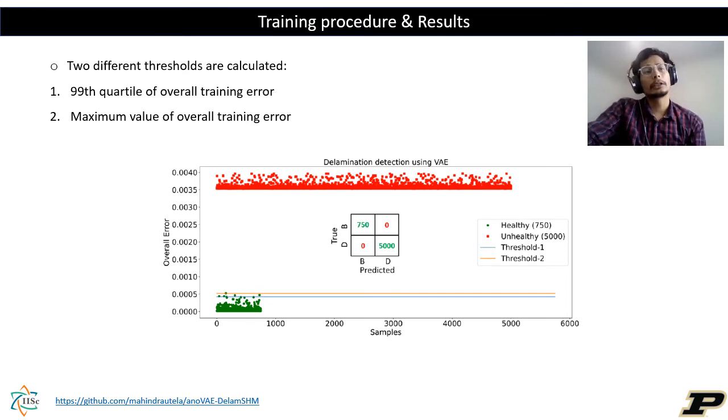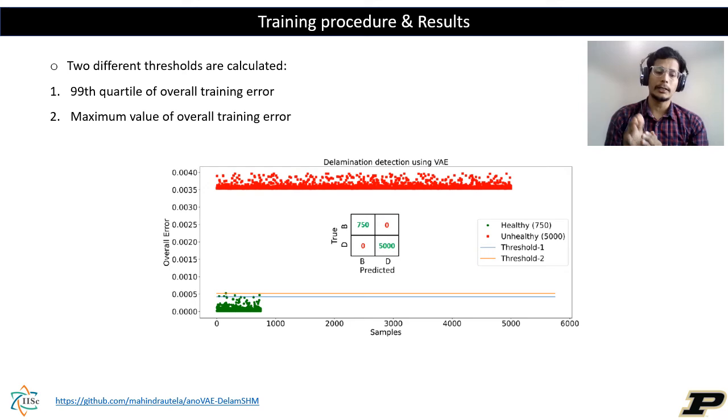So let's talk about the results. As you can see in this figure, on the y-axis I am showing the overall error when I push the new test set. It means the network is already trained on baseline samples. We are pushing the test set, and on the x-axis are the samples. When I push new unhealthy images, they are accurately classified as unhealthy, and when I push new baseline signals, they are accurately classified as baseline signals in the confusion matrix. As you can see, there are two different thresholds, and they give two different results.